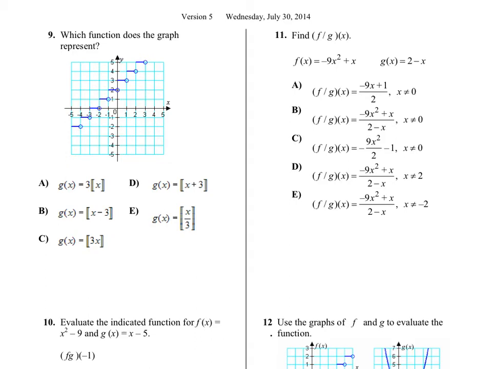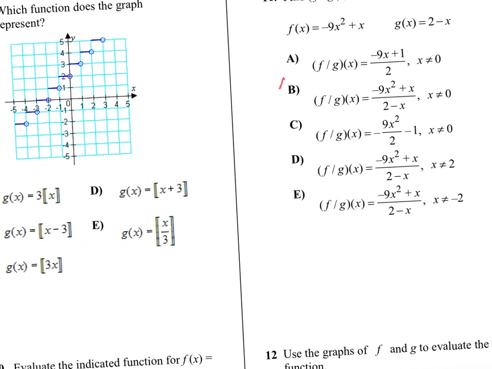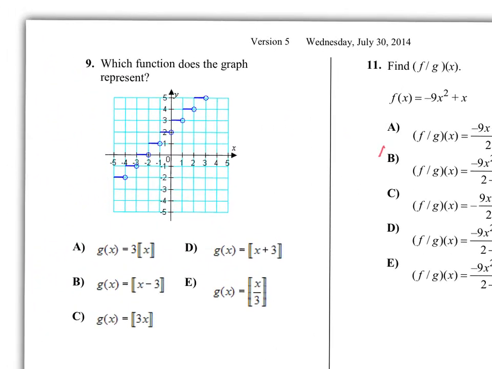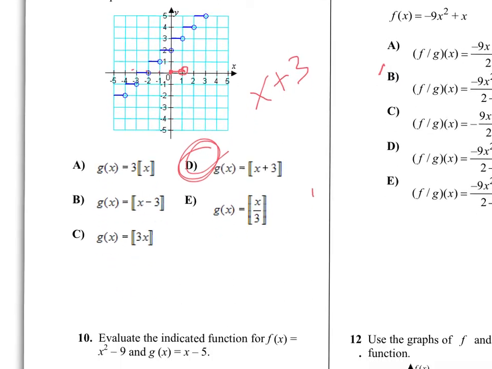Here's number 9. Which function does the graph represent? Well, I can see right off it's an integer function. Notice that normally I have a filled-in point here and then an open circle there. Notice my filled-in point has been shifted backwards 3, so I will probably have an x minus a negative shift of 3. And yes, I've given that option, so there we go. The other option is you might have had a vertical shift.